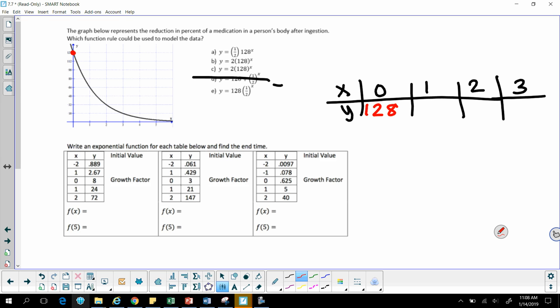It's not on your paper. It's actually on the back of your notes. Yeah, flip the page over. And then at 1, we can see it's at 64. At 2, it's at 32. And at 3, it's at 14. That's it. Okay.